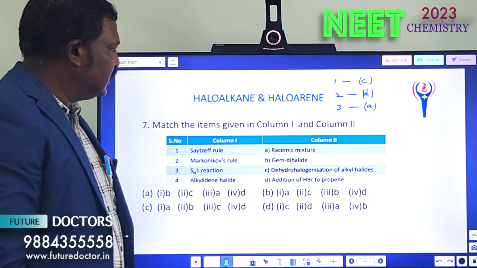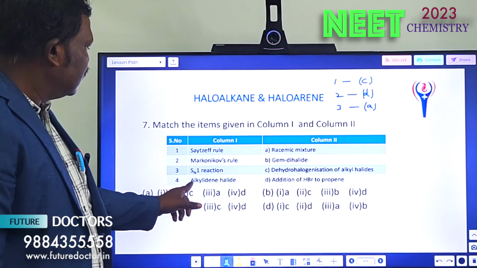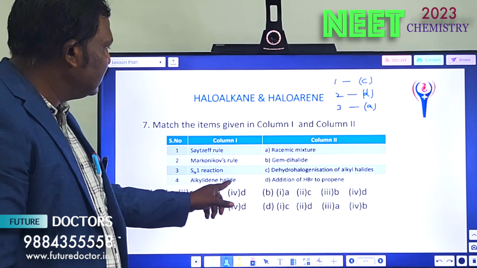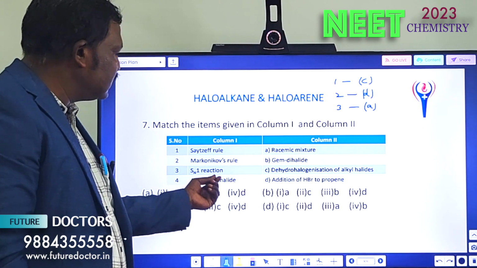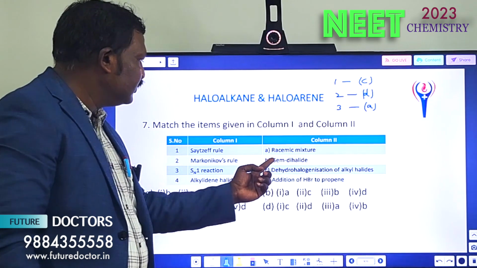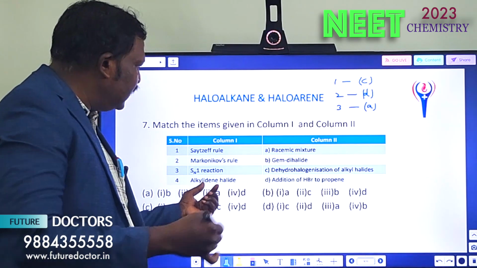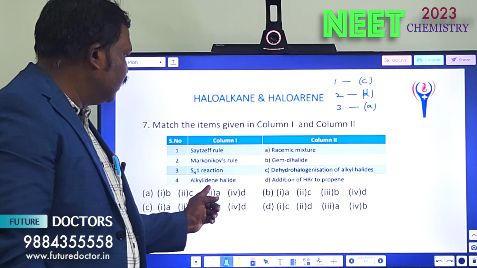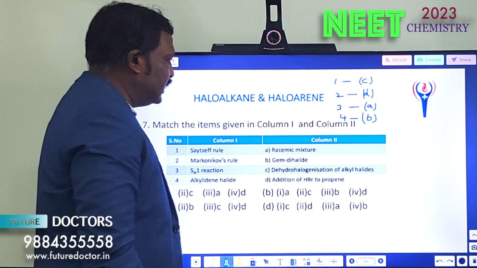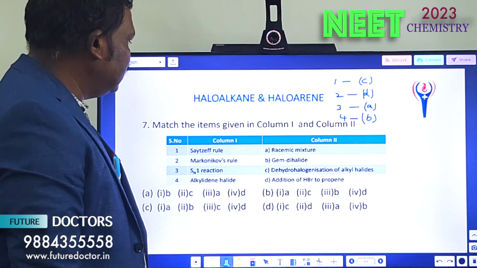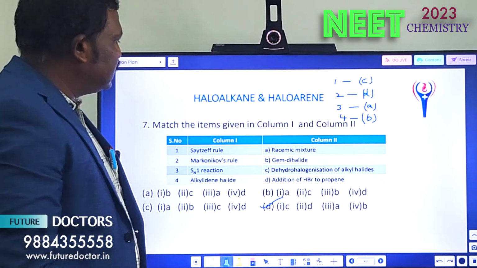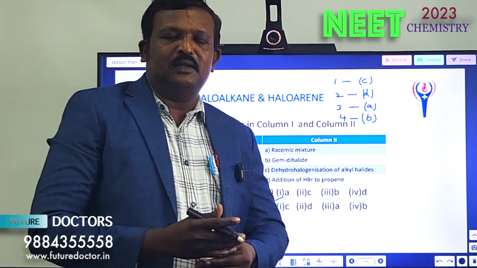Now you know the answer nearly. Alkylidene halide is nothing but two halogens attached to the same carbon. That's what's called gem dihalides, or we can say alkylidene halide. So fourth one is B. Which is the answer? CDAB. CDAB. This is the answer. Understood?